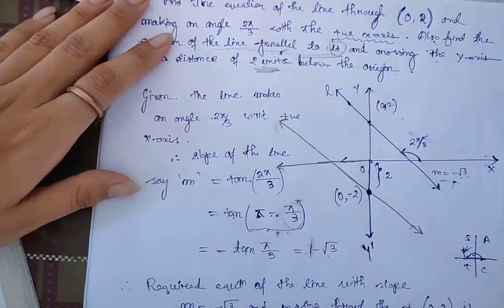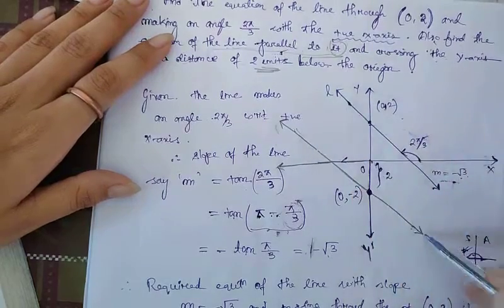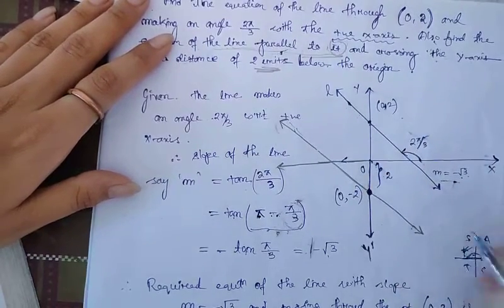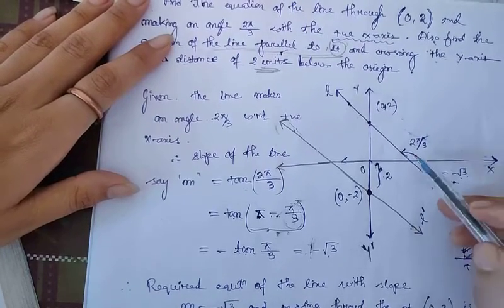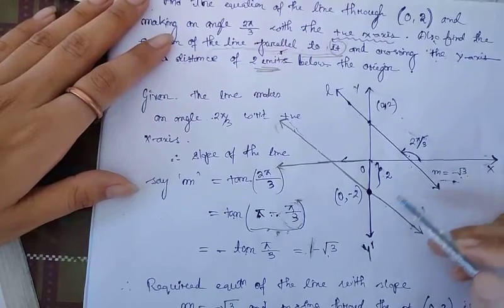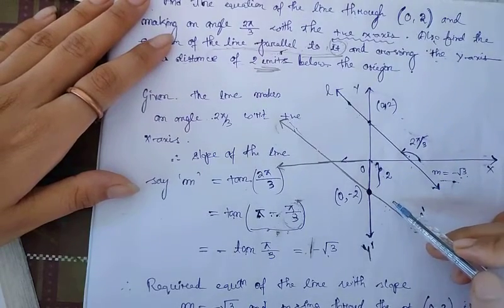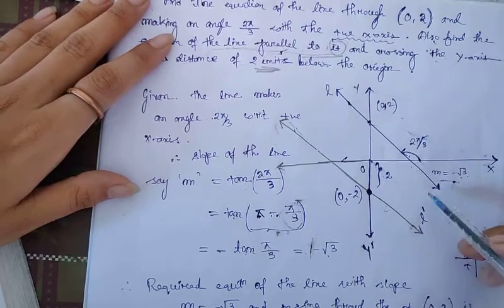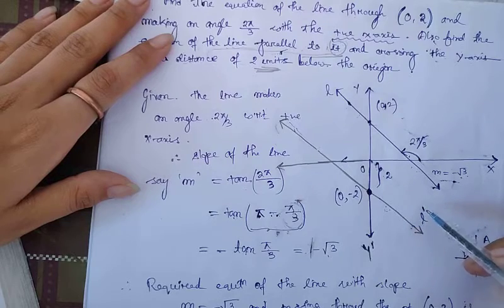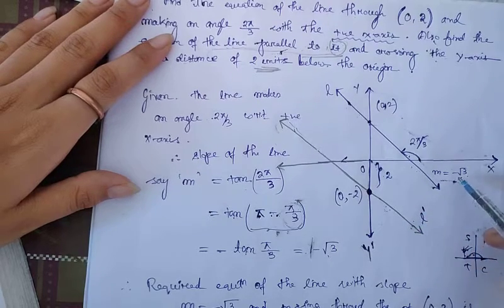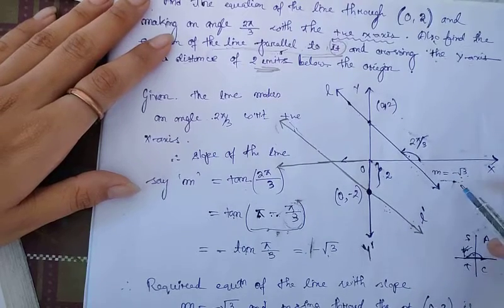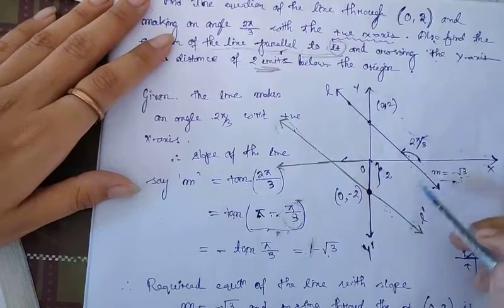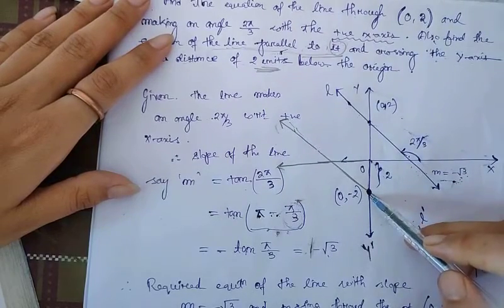So the coordinate of this point is 0, minus 2. You have to find the equation of this parallel line. Now we name this line as L dash. Since the two lines are parallel, we have read that the slope of two parallel lines are equal. So since L and L dash are parallel, the slope of line L dash will also be minus root 3, because they are parallel. And we have got the point, the point is 0, minus 2.